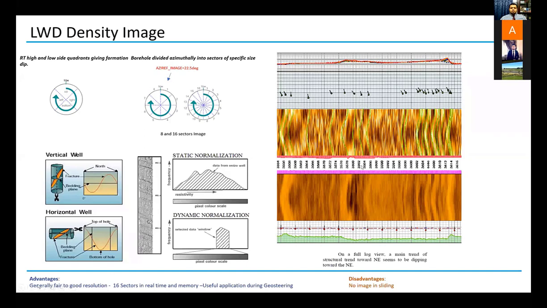Now, the advantages which I mentioned here: generally fair to good resolution, 16 sectors in real time or memory, a very useful application during geosteering. And the disadvantage is no image while sliding. So that's what I just recap here.